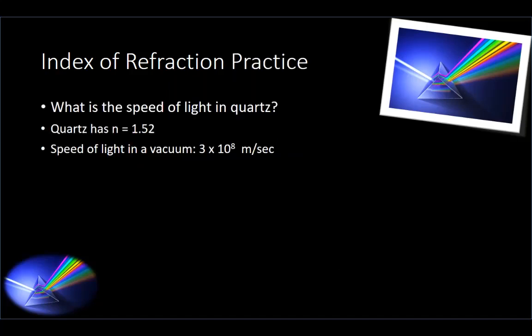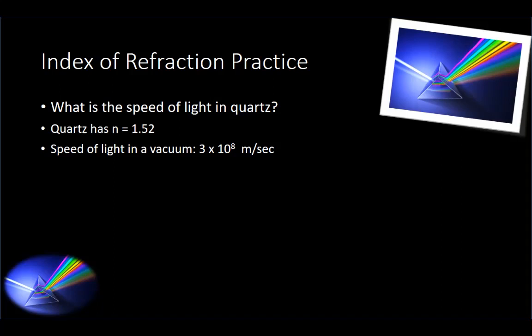So let's start by doing a little bit of practice. What is the speed of light in quartz? We'll tell you that quartz has an n, remember, the index of refraction, of 1.52, and the speed of light in a vacuum is 3 times 10 to the 8th meters per second. Pause the video here and go ahead and do the math and calculate this out. Okay, so let's work this out together and see if we got the same thing.